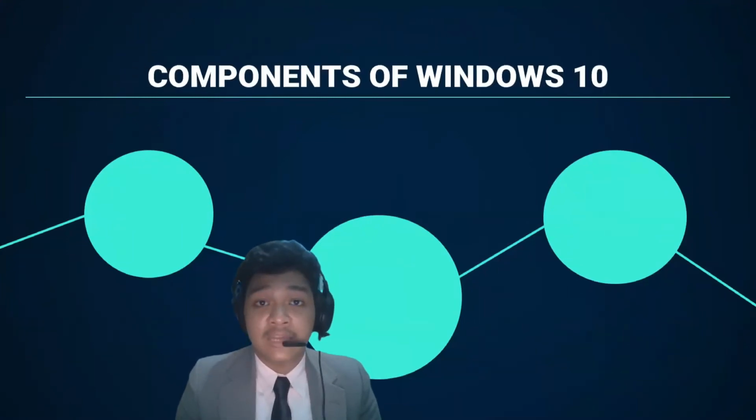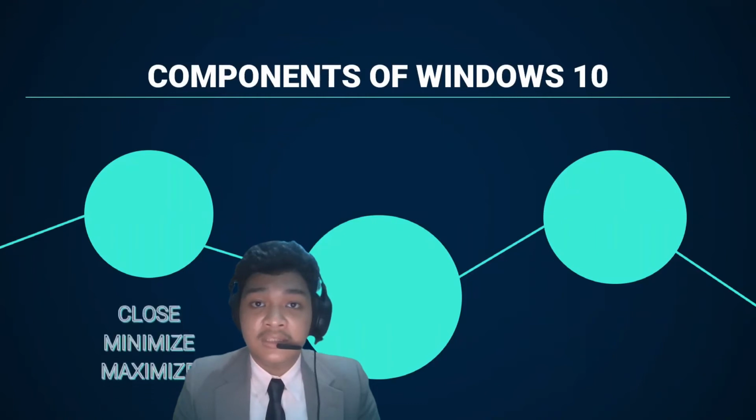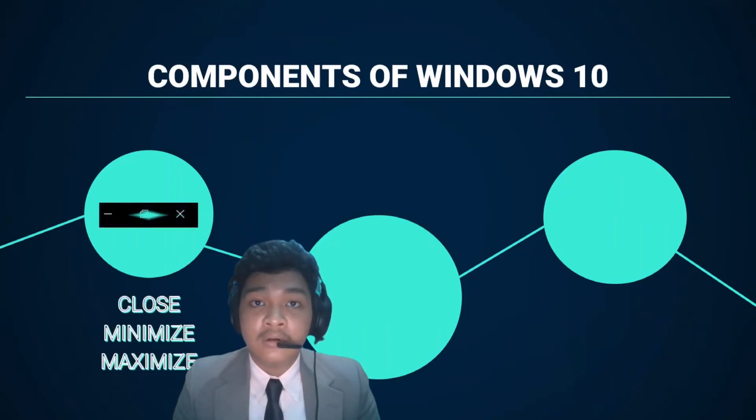Another component of Windows 10 is close, minimize, and maximize. These buttons are located at the top right corner of your opened window. This area is used to close, minimize, and maximize our document window. They also help us jump from one task to another task fast and easily.